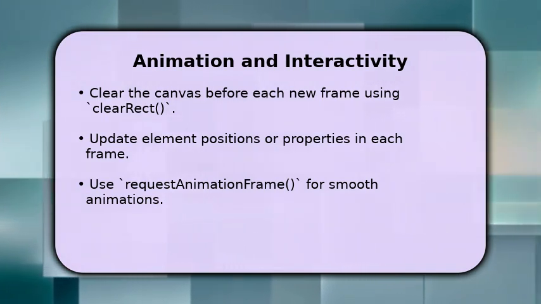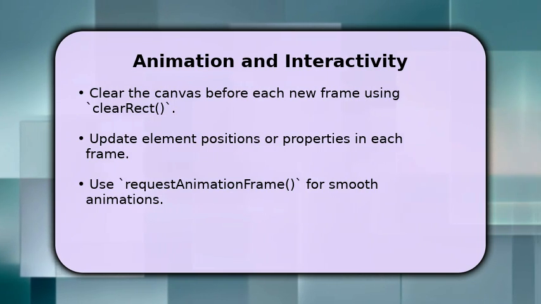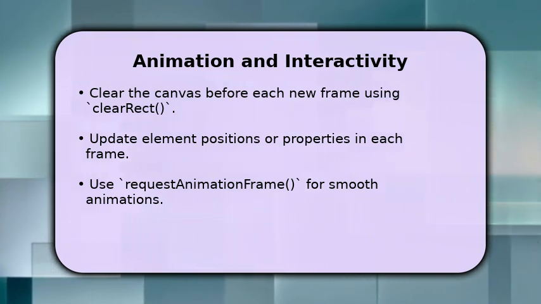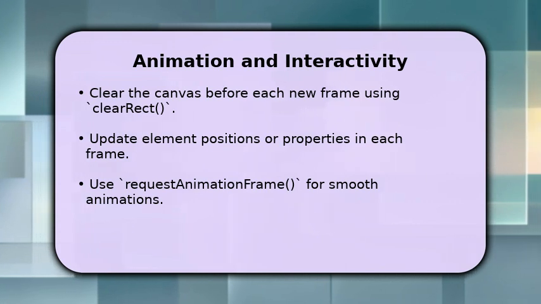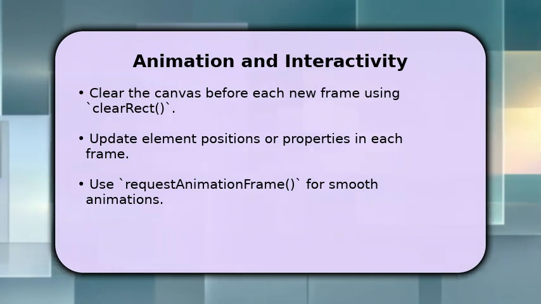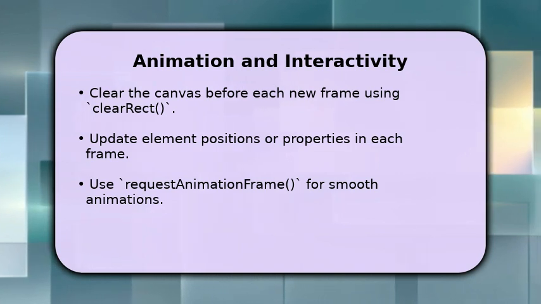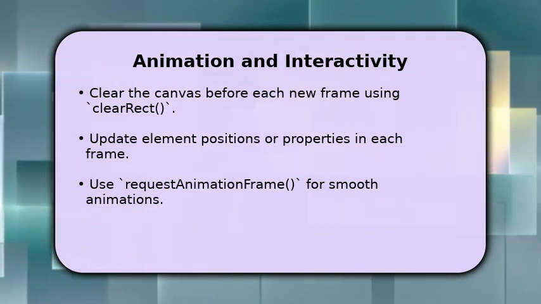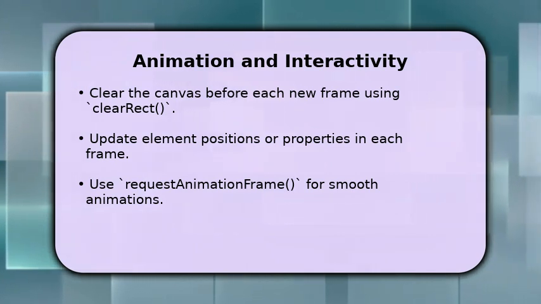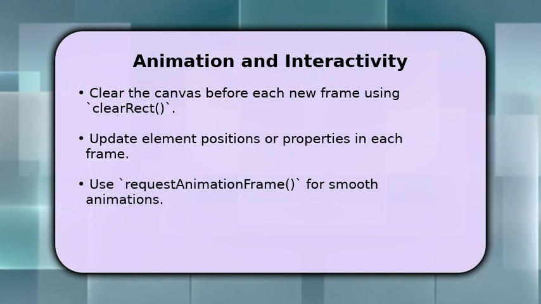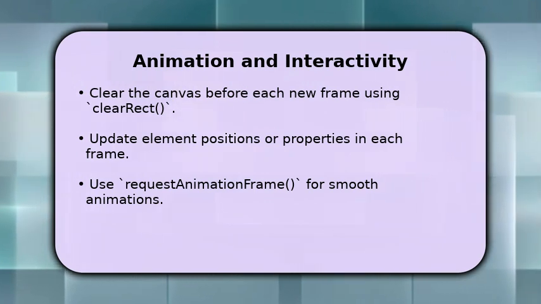Bringing your canvas to life with animation requires a few key steps. First, you'll typically clear the entire canvas using clearRect before drawing each new frame. Then, update the positions or properties of your drawing elements. For smooth, efficient animation, always use requestAnimationFrame, which tells the browser to perform an animation and requests that the browser call a specified function to update an animation before the next repaint. Finally, add event listeners for user interaction.